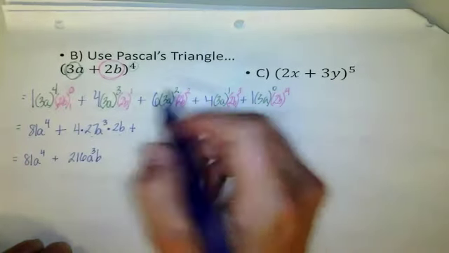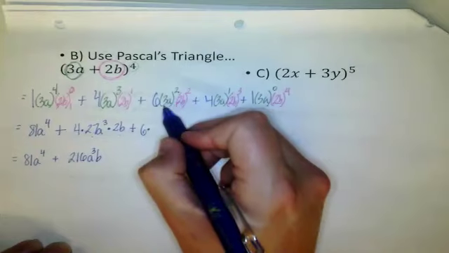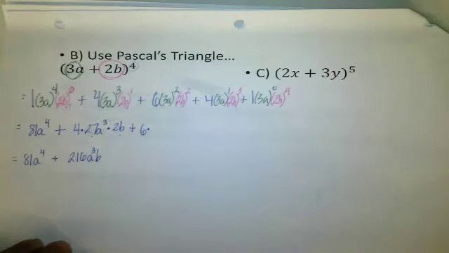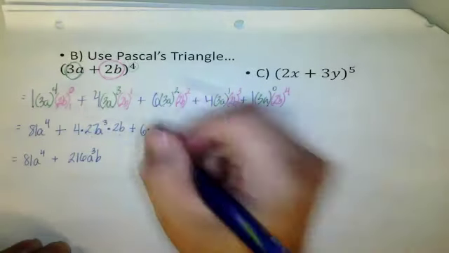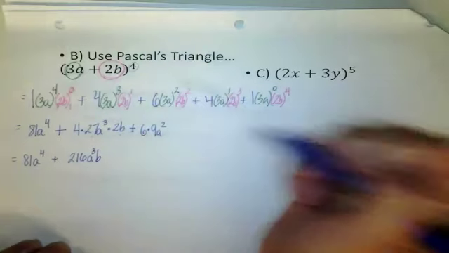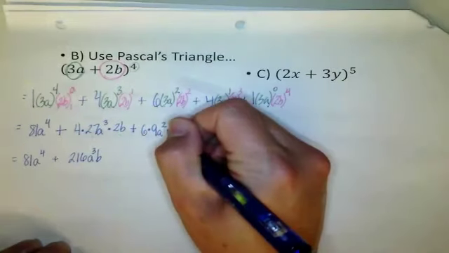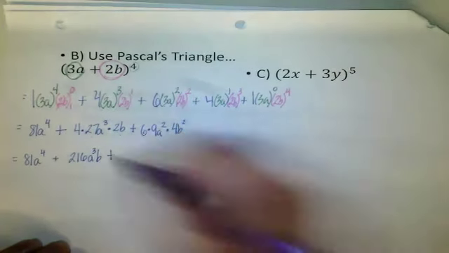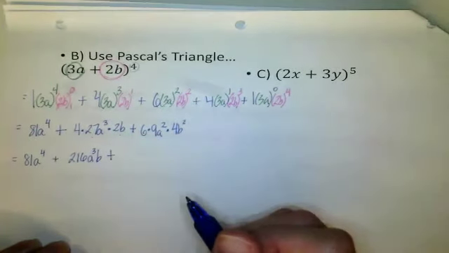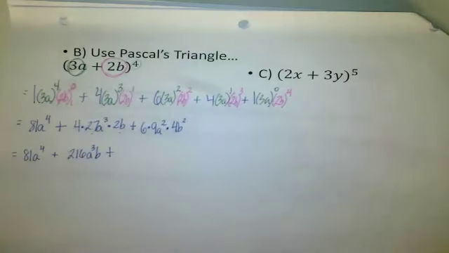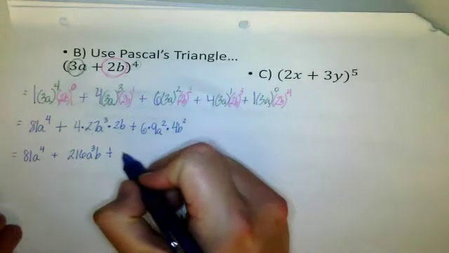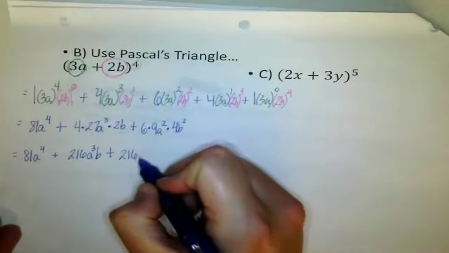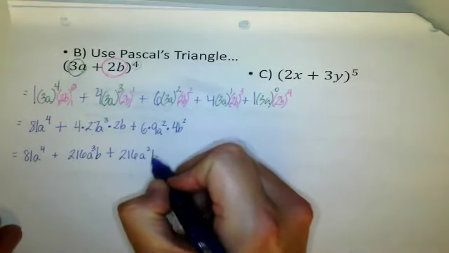Then my 3rd term here, I have 6 times 3a quantity squared is what? 9a squared. And then 2b quantity squared is 4b squared. And if I want to clean that up, 54 times 4 is 216. How about that? 216 a squared times b squared.